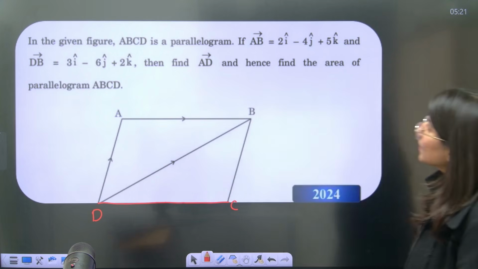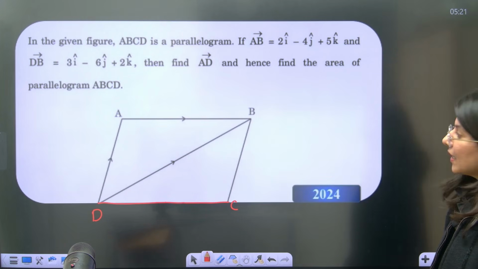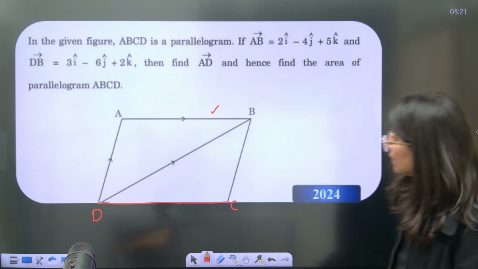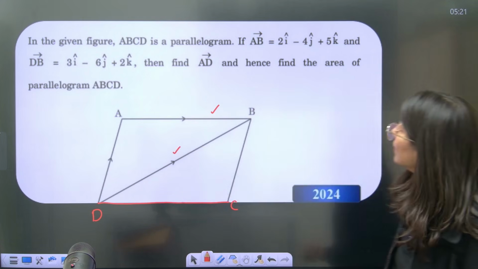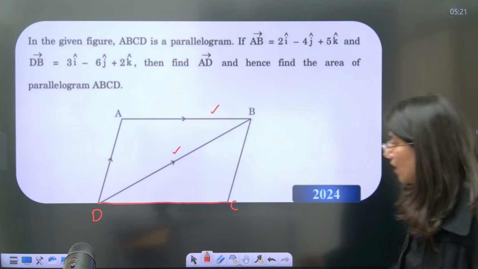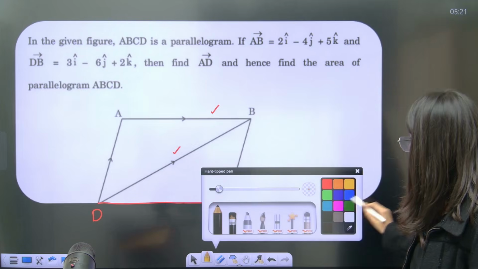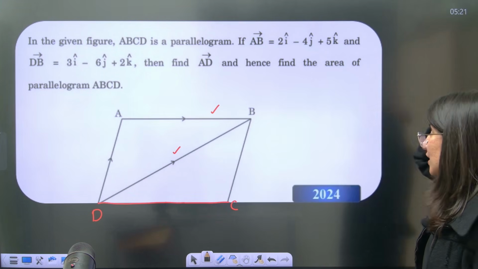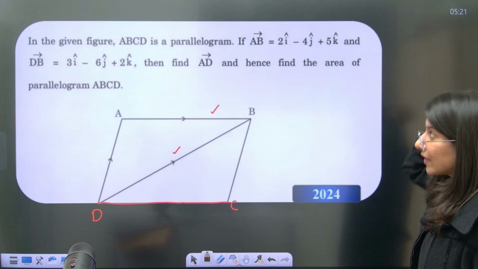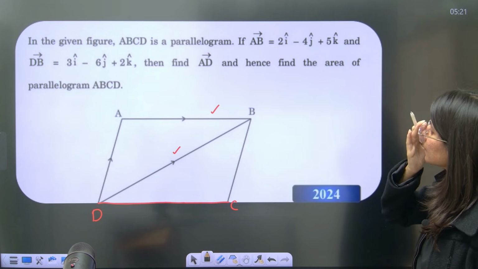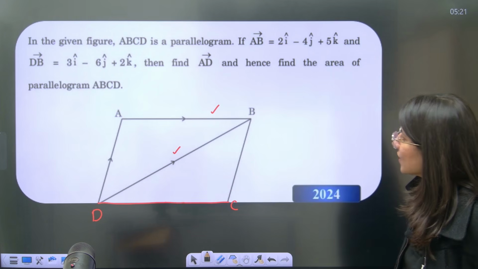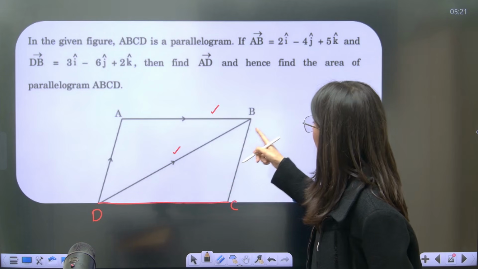In the given figure, ABCD is a parallelogram. AB vector is given to you. Okay, DB vector. This DB vector is also given. Find AD. Triangle law. This is a 2024 CBSE question. Okay, they are trying to find the AD vector. So just tell me DB.